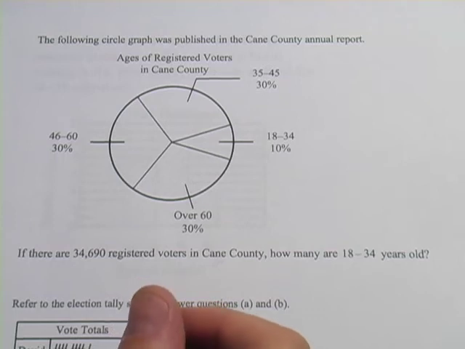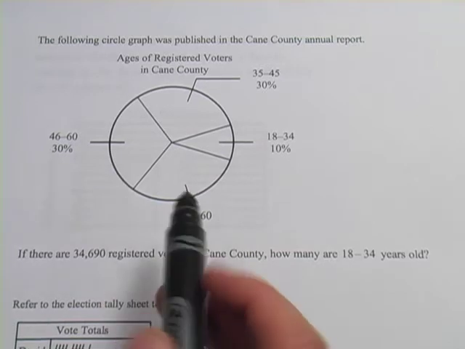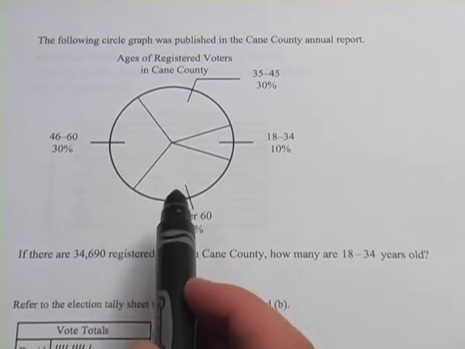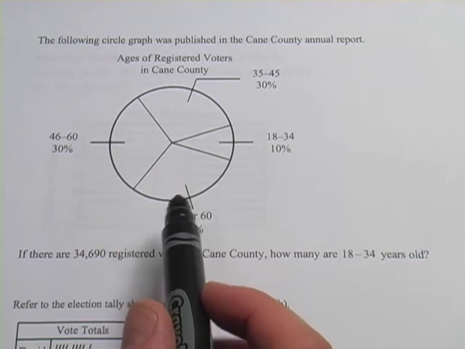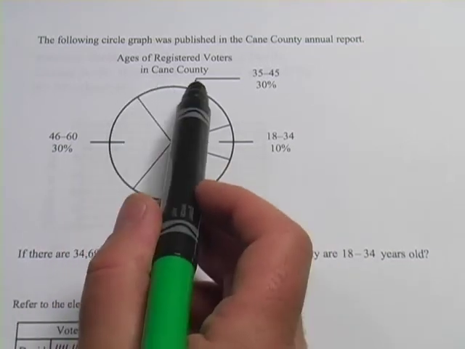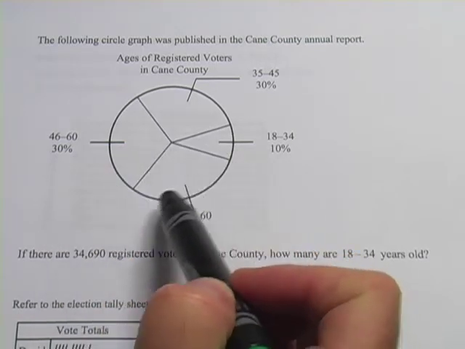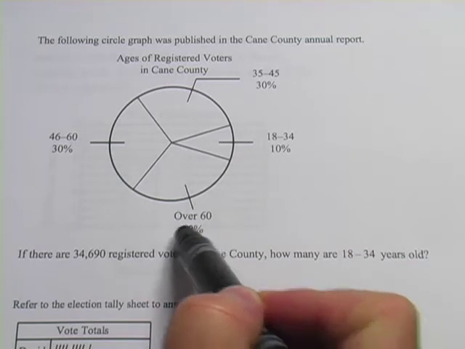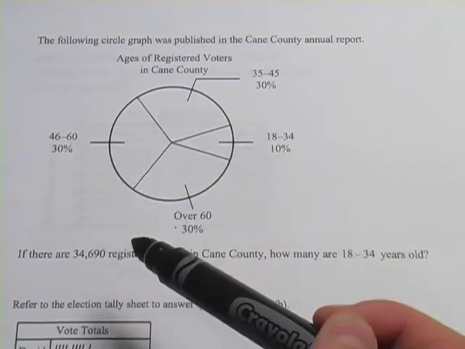In these problems, we're looking at different ways to display data, so different kinds of charts and graphs and how to read them. This first one has a circle graph, and it says, the following circle graph was published in the Kane County Annual Report. And then there's a label here that says ages of registered voters in the county. And then each pie wedge here is labeled over 60, 30%, 18 to 34, 10%, etc.